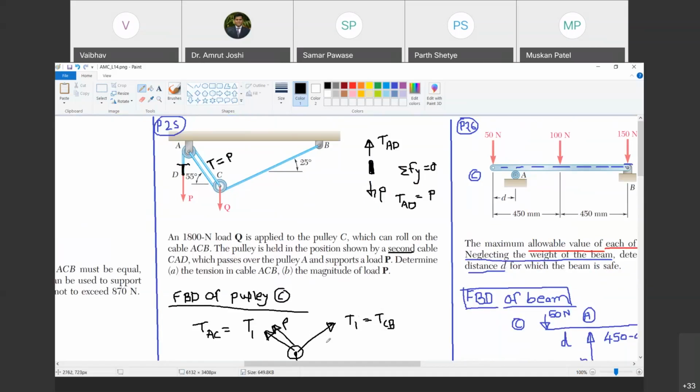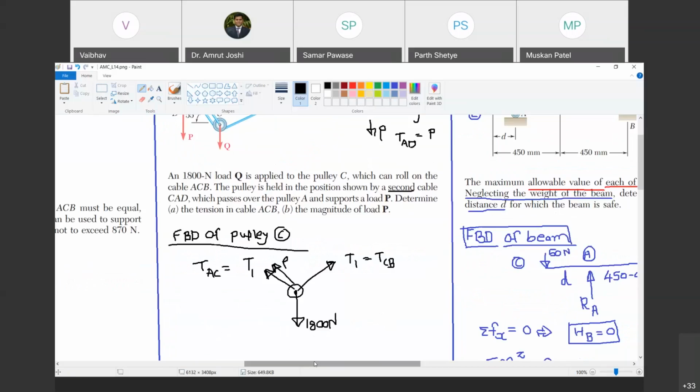And now don't have any ambiguity about why this tension is not equal to T1. The reason is it is another string. Though the pulley is frictionless, there is no obligation on that string that it should have the same tension as ACB. Therefore, this is P and T1. So what are the unknowns? There are only two unknowns: P and T1.